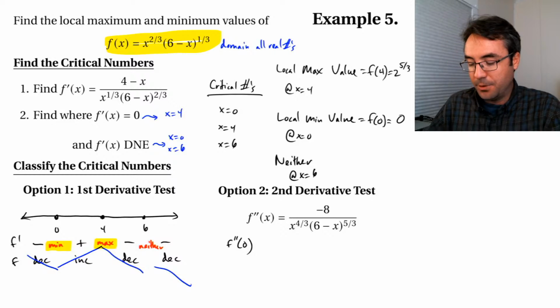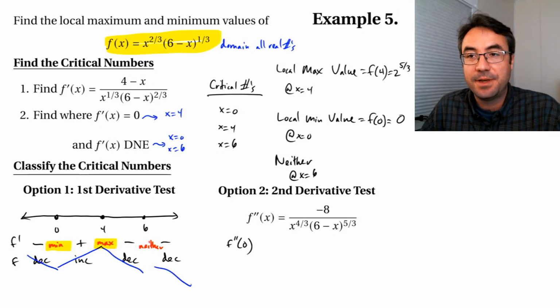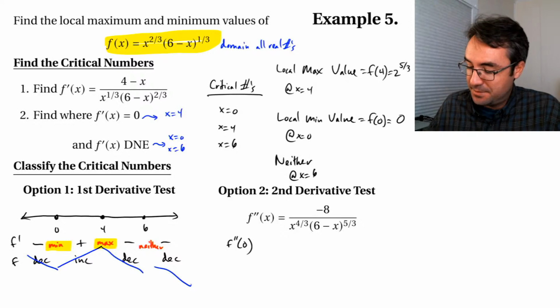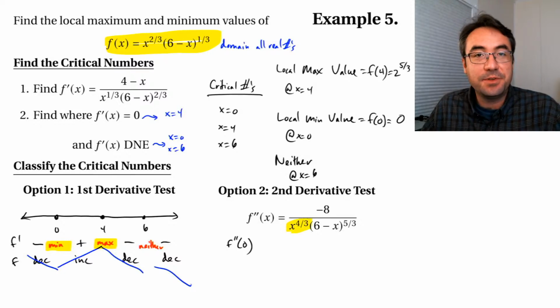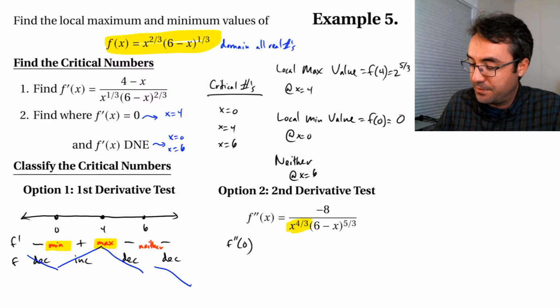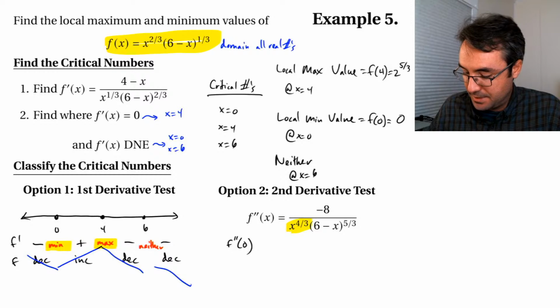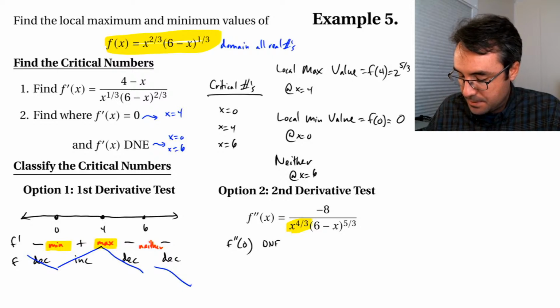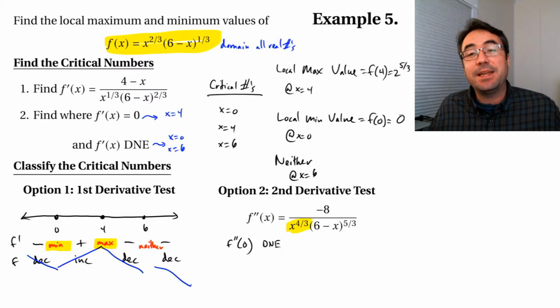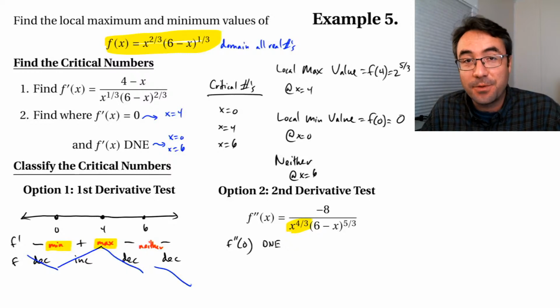Let's try to plug 0 into our second derivative. And if we plug 0 in, we're going to get division by 0. So the second derivative at 0 is undefined. That means we can't use our second derivative test for that critical number.